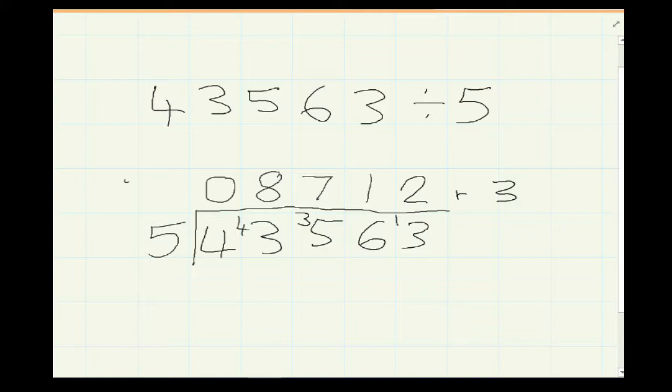change it to a fraction. Cross out the r, put the 3 over something. What do you put it over? You put it over whatever the number is at the start. Whatever the number is you're dividing by, whatever the divisor is. So 3/5. So we could say the answer is 8,712 and 3/5.